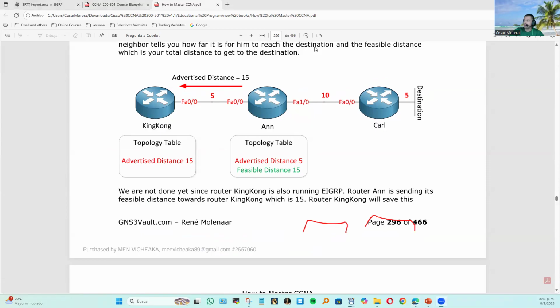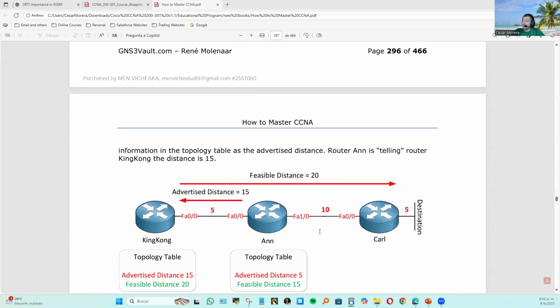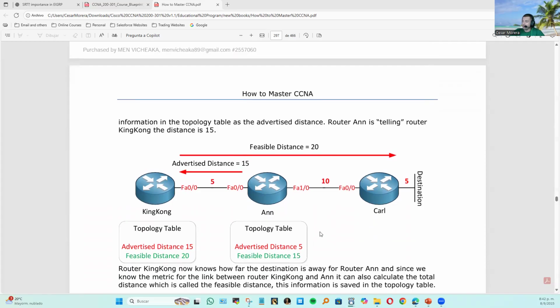Let me go ahead and clear the drawings for a moment here. Okay, we are not done yet, since router King Kong is also running EIGRP and is sending its advertised distance, which is 15 in this case. Router King Kong will save this, and the information might change a little bit in the next couple of seconds, because we have 5 plus 10 plus 5, a total of 20 for the feasible distance that appears at King Kong.